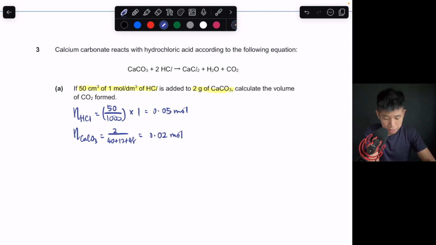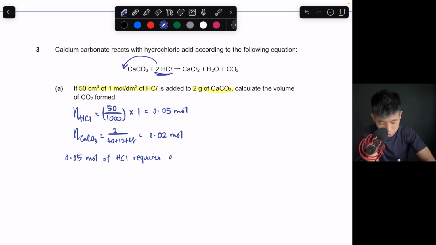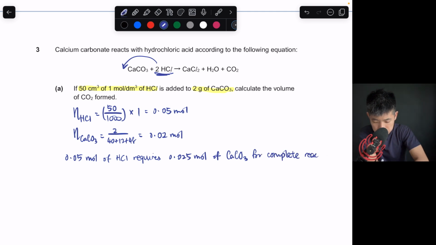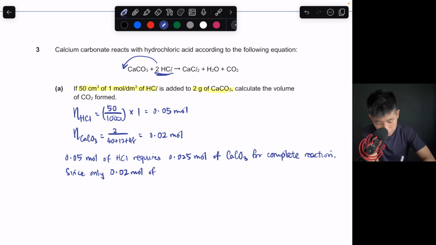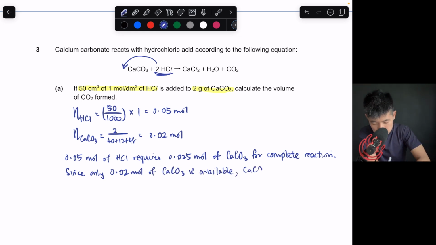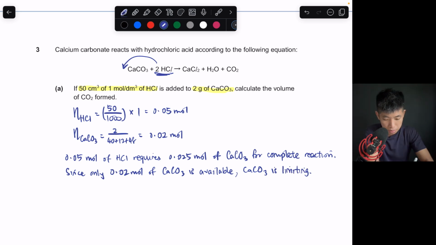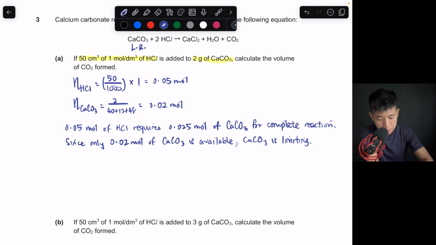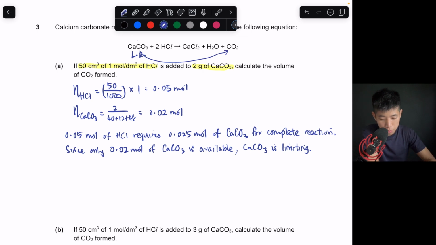How to write the statement for the limiting reactant? Okay, we can say 0.05 mole of HCl requires, so I'm looking at HCl, compare 2:1, so 0.025 mole of calcium carbonate for complete reaction. Since only 0.02 mole of calcium carbonate is available, CaCO3 is limiting. Calculate the volume of carbon dioxide formed. We base it on the limiting reactant. In this case, it's a 1:1 ratio.